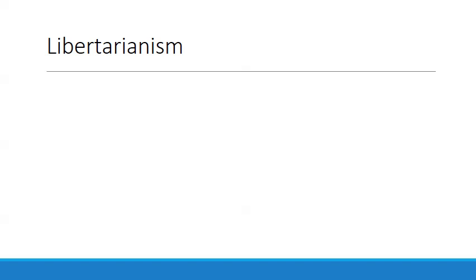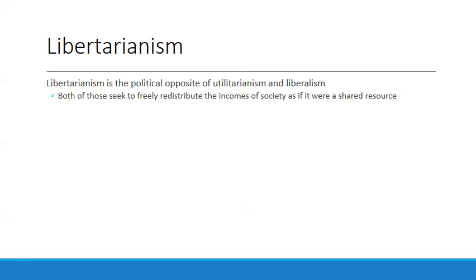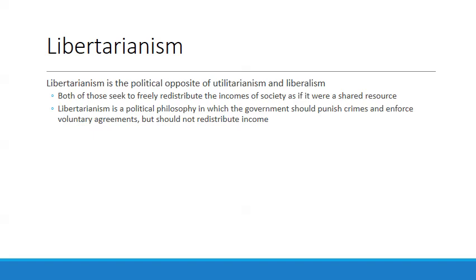And then we have this third group, libertarianism. So this is the political opposite of utilitarianism and liberalism. Both of these seek to freely redistribute the incomes of society as if it were a shared resource. So under a utilitarian and liberalist concept, income is a shared resource. It's a common resource that can be shared. Libertarianism doesn't think that way, though. It's a political philosophy in which the government should punish crimes and enforce voluntary agreements, but not redistribute income. In other words, they're going to punish people for doing wrong in society. They're going to enforce agreements made between the worker and the employer, but they're not going to redistribute income.